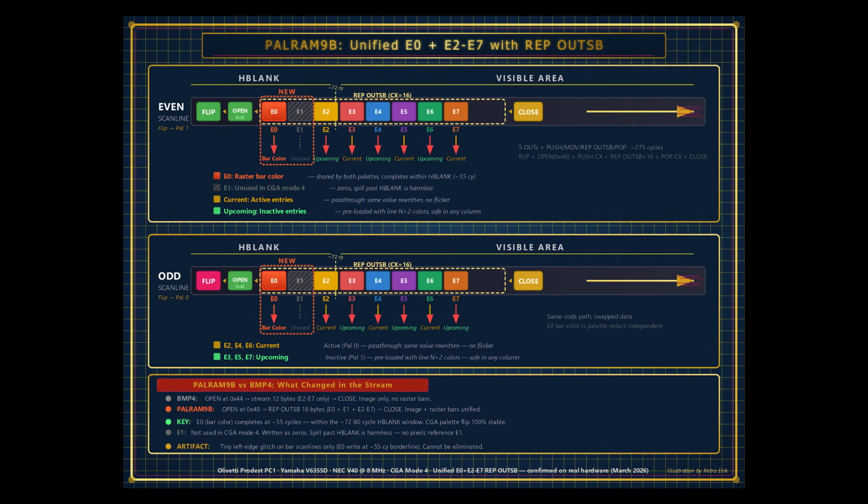The result, one unified loop. Every scanline gets the same treatment. Flip, open at pallet entry 0, stream 16 bytes, close. No zone split, no transitions. The bar can sweep across the entire screen, overlapping with the image wherever background pixels appear.